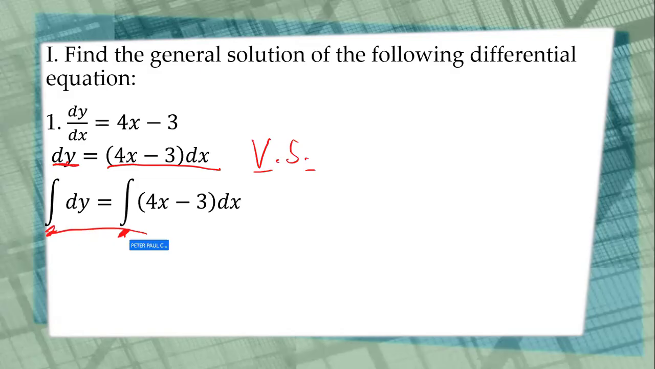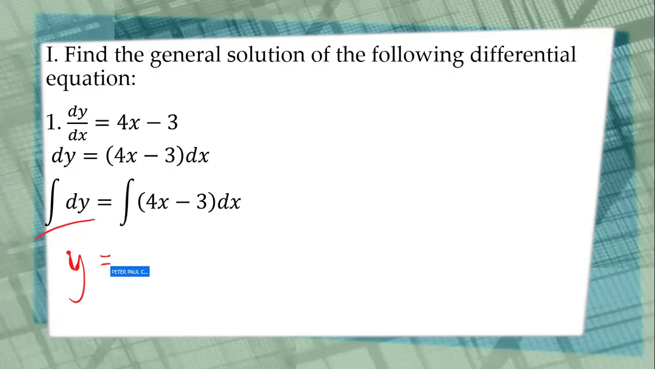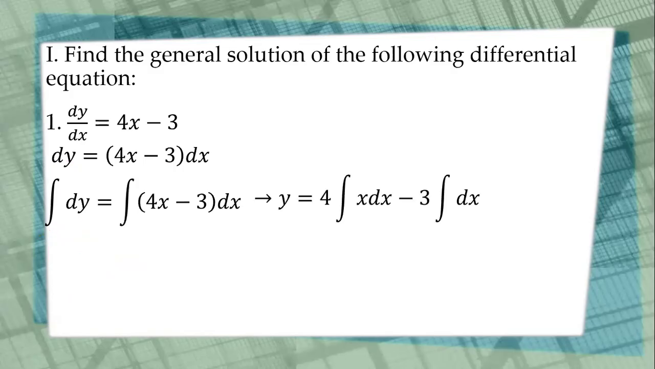So we integrate with respect to y and we integrate with respect to x. So what is the integral of dy? Of course, it's y. This is what we expect. And then we use the constant multiple theorem to answer. So we have y is equal to 4 integral of x dx minus 3 integral of dx.